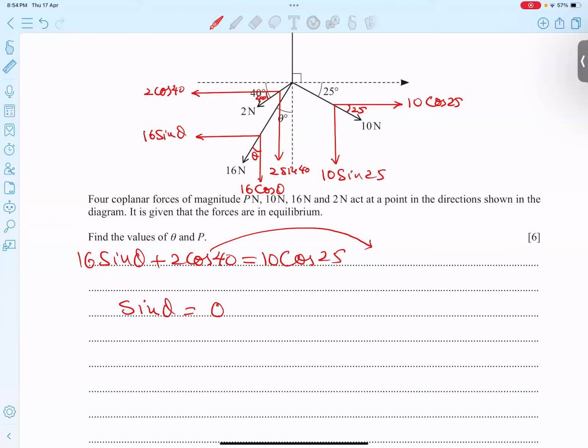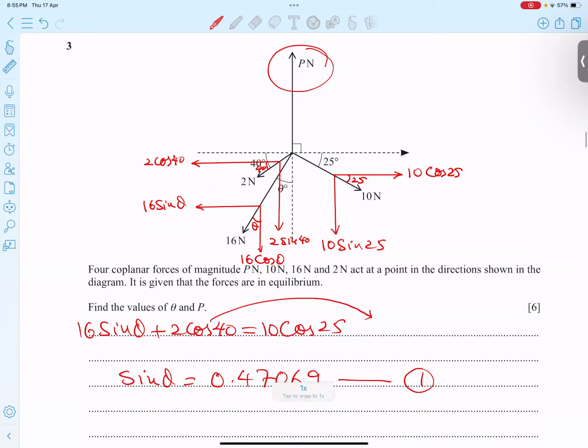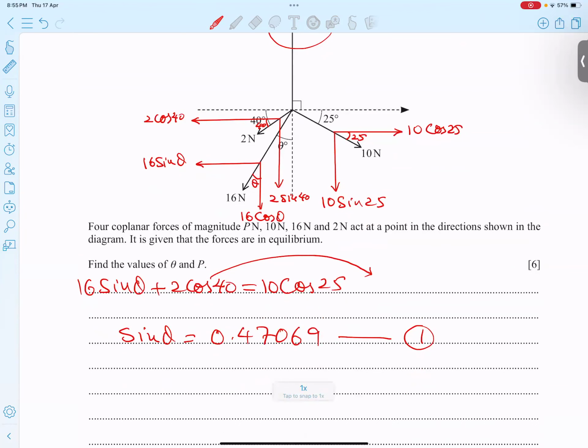And I got 0.47069. I took a long number for accuracy. This is equation number 1, done. So let's talk about the upward force. Wait a minute, I think we can find theta easily from here also, so no need to use equation 1, or I can use 1 even, no issue.